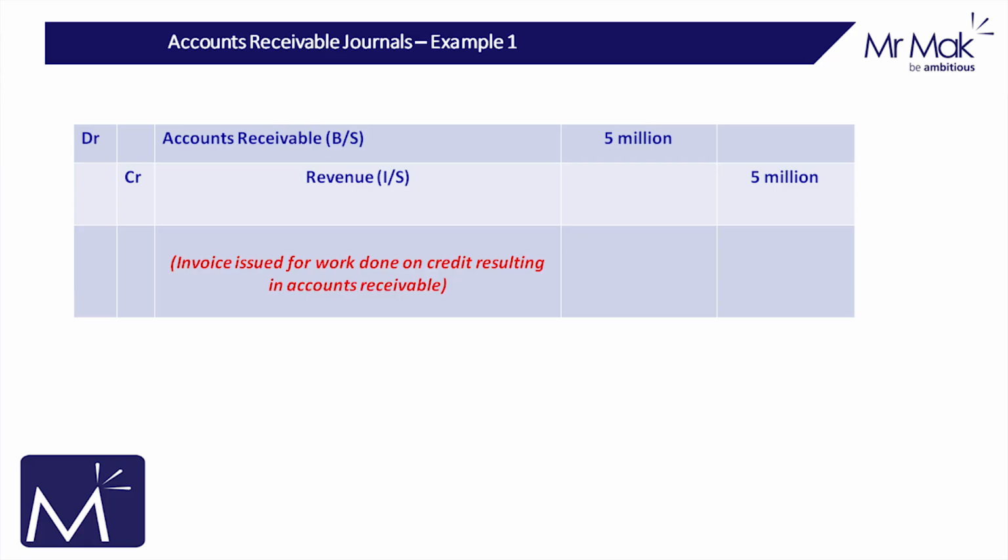Firstly, for Tactus, there would be a debit to the accounts receivable balance sheet of $5 million that shows they are owed money. And then there would be a credit to the revenue or sales in the income statement of $5 million, showing that they have done some work and they have invoiced.